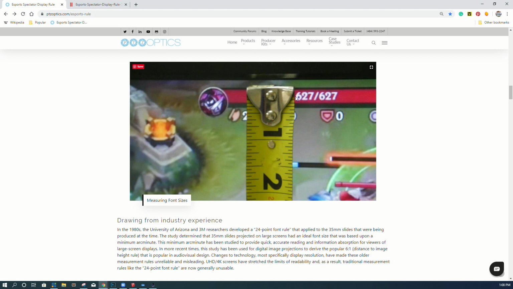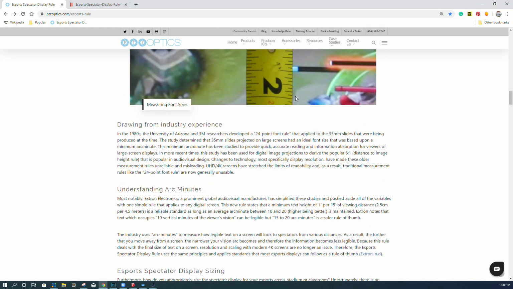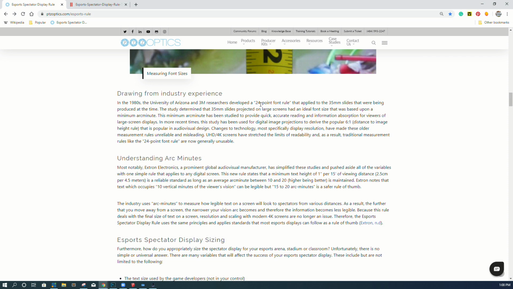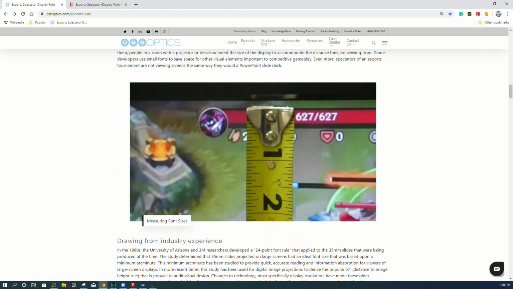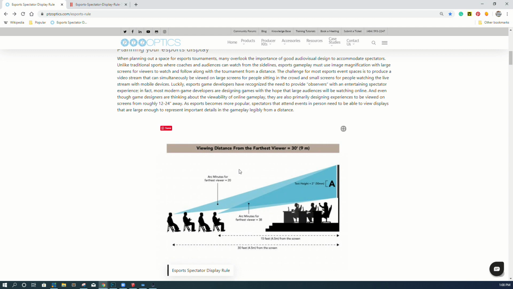And we did an average. So we looked at League of Legends and we looked at 720p displays, 1080p displays, different scaling options. And we came up with an average rule. And this actually comes from work that has been done over many, many years, with the University of Arizona in the 1980s and 3M developers, who at the time had a 24-point font rule that applied to PowerPoint slides. And we decided, let's take that same thinking, this same type of design, and let's apply it to esports. And that's what we've done.